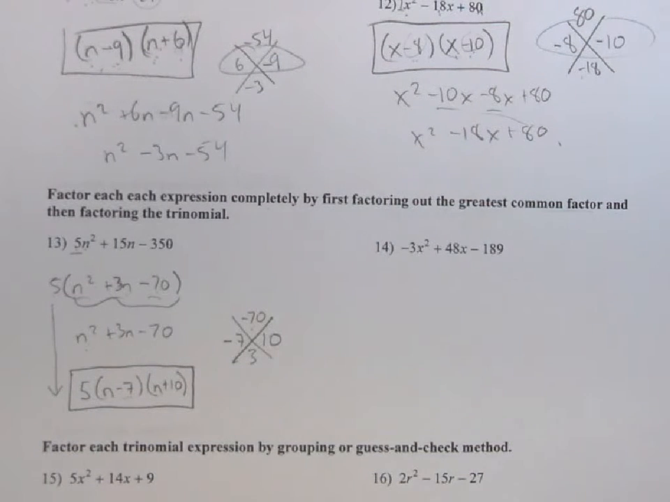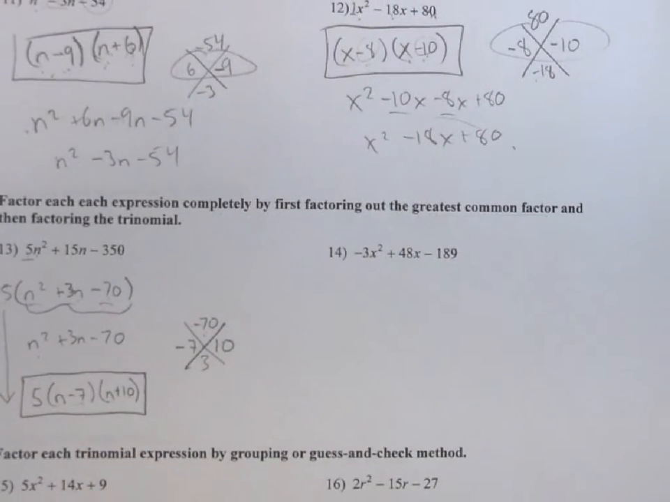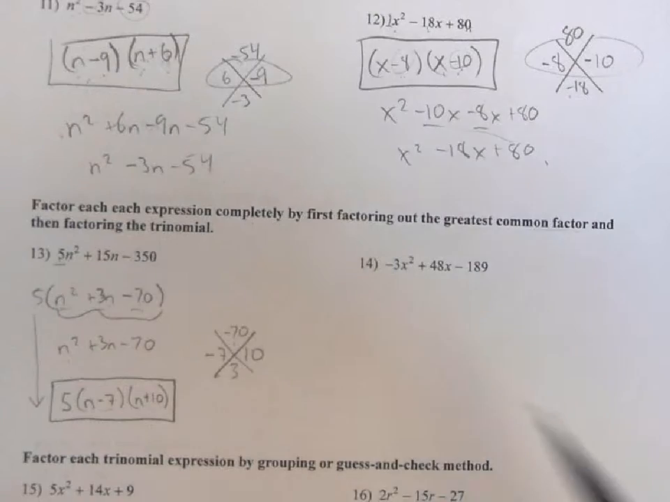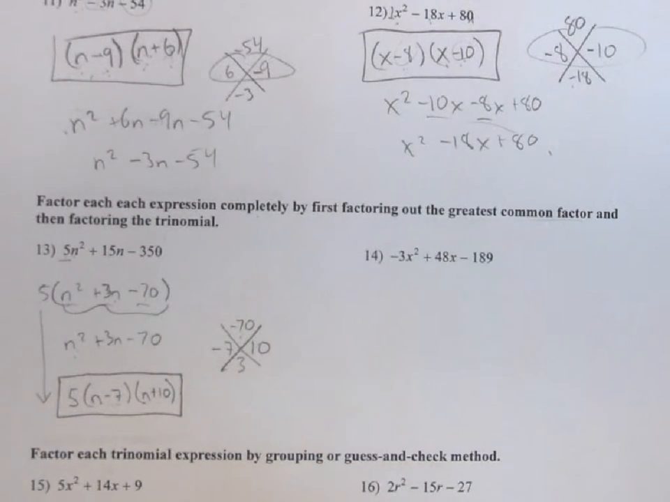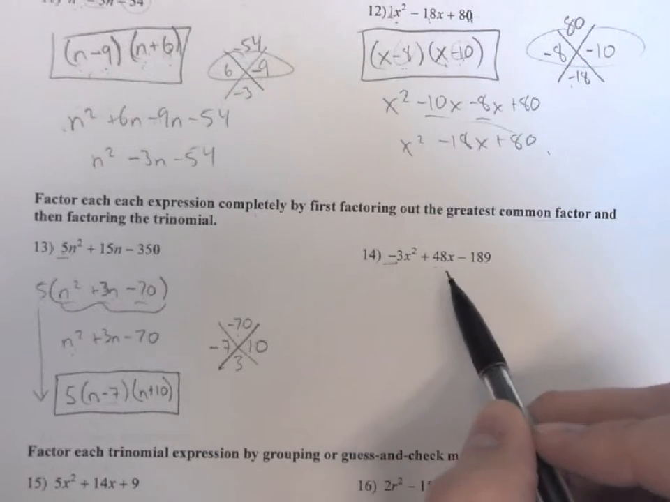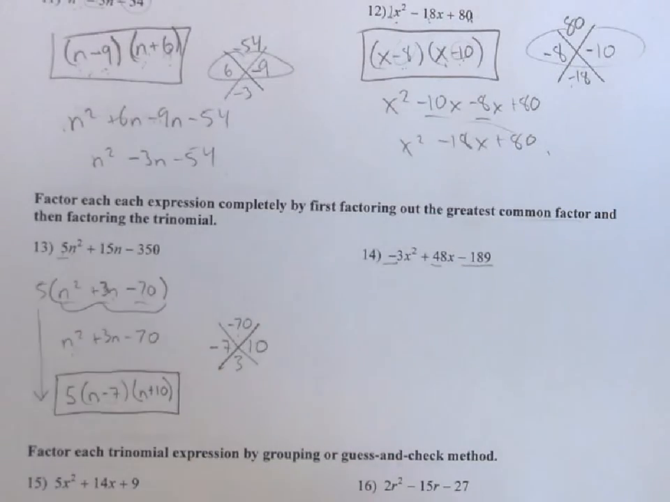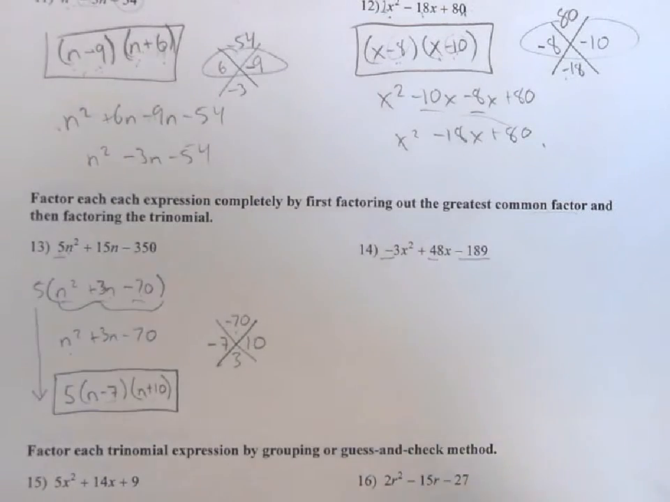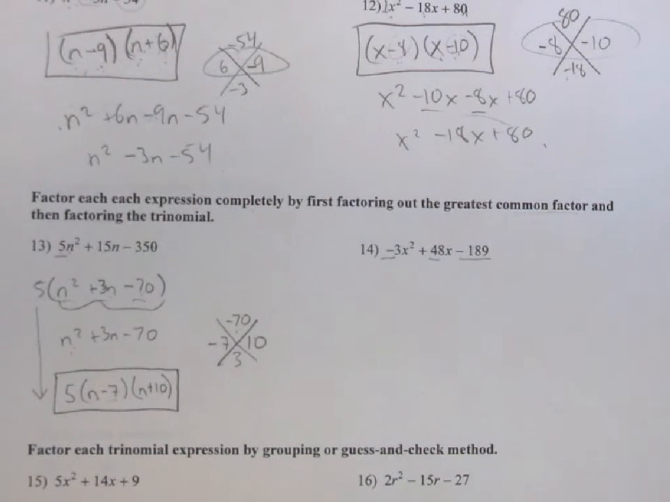Okay, so let's go down to the next problem here, number 14. And let's see what we can figure out here. Now again, we already know these are going to have a greatest common factor just because it tells us that there is a greatest common factor. In this case, we have a -3 here, a 48, and a -189. And it looks like 3 is going to go into all of them. We don't have an x in all 3 places, right? So we can't take out an x, but we can take out a 3.